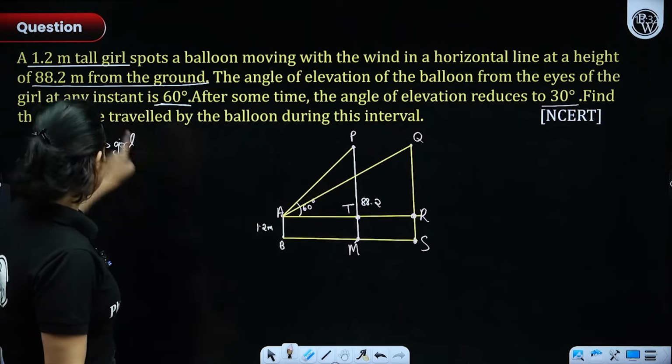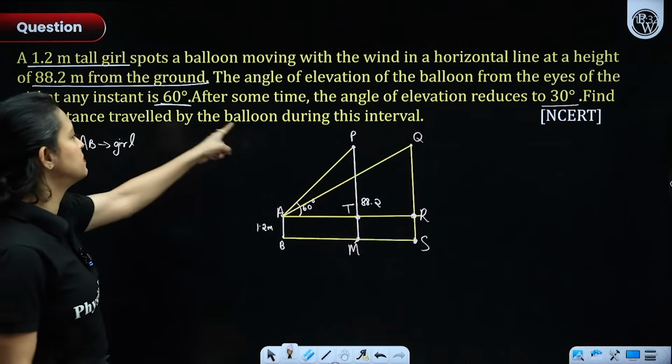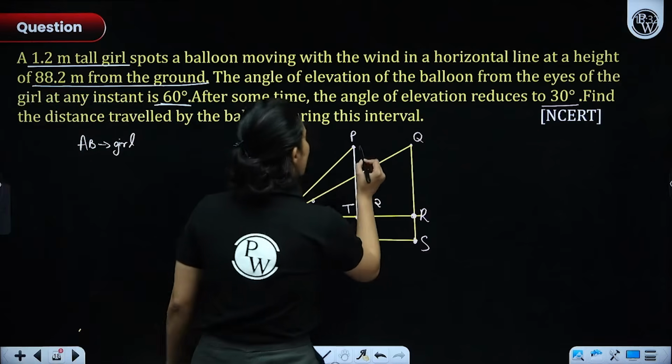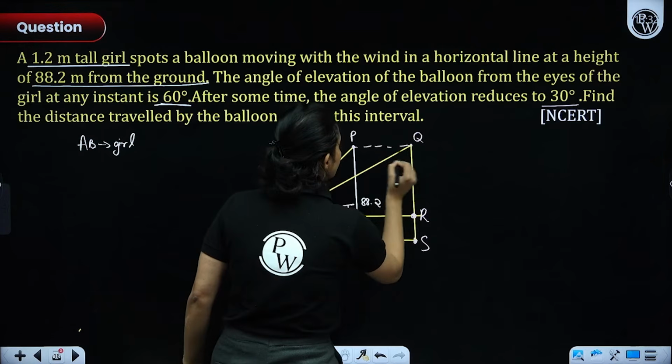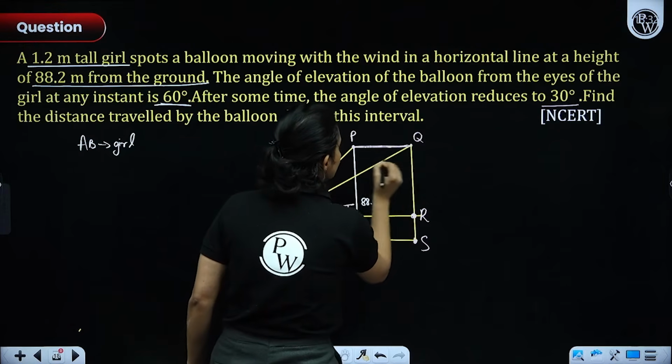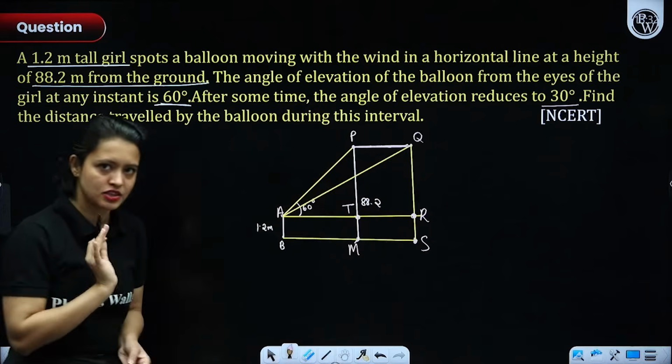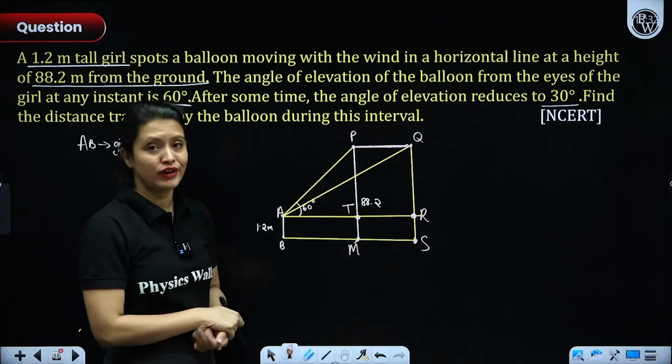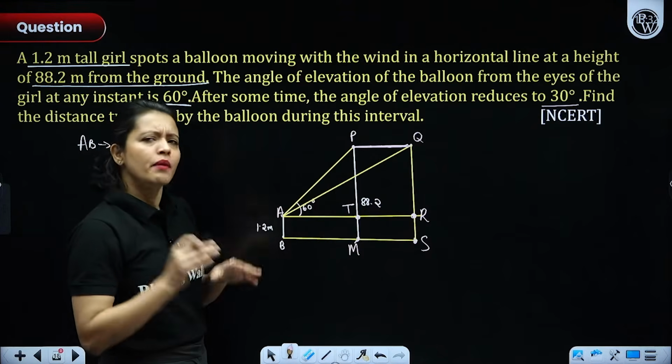Now we have this diagram. What do we need to find? We have to find the distance traveled by the balloon during this interval. So we have to find PQ. This is what we have to find. Now, let's stop here for a moment. I have to find PQ. Okay. But think about it.